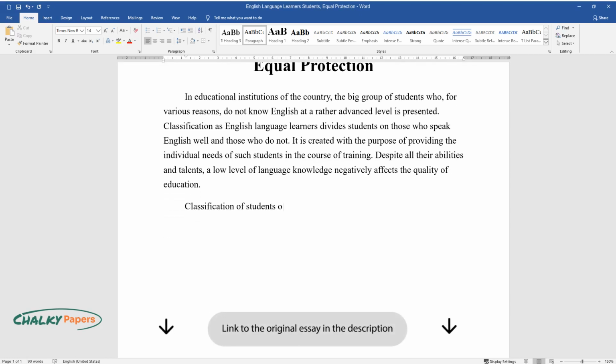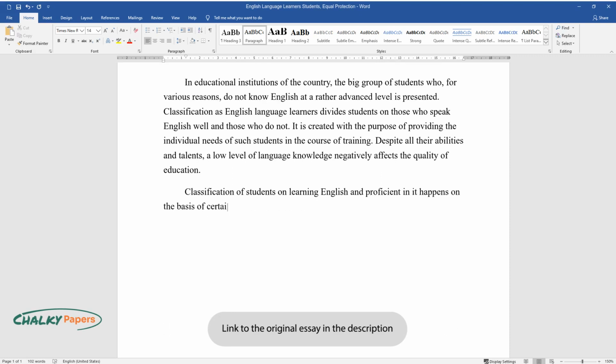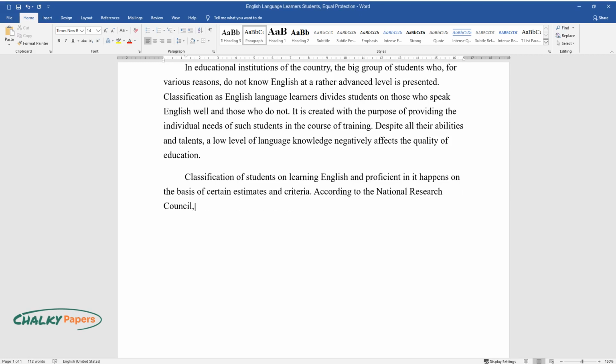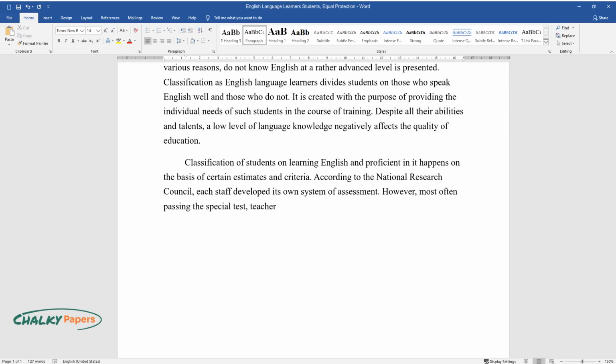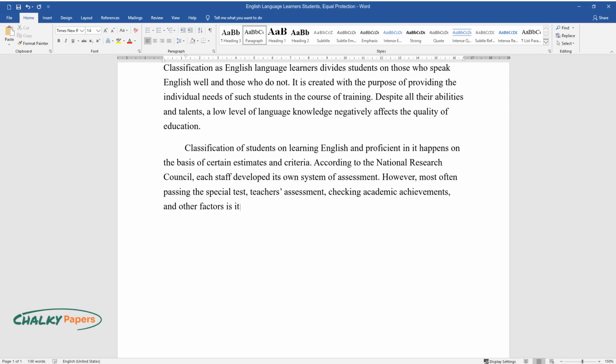Classification of students on learning English and proficient in it happens on the basis of certain estimates and criteria. According to the National Research Council, each state developed its own system of assessment. However, most often passing the special test, teacher's assessment, checking academic achievements, and other factors is its cornerstone.